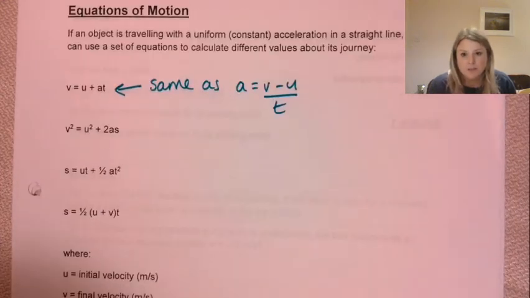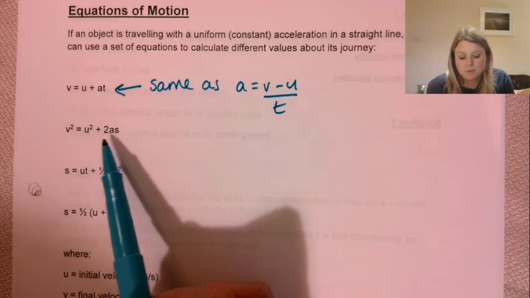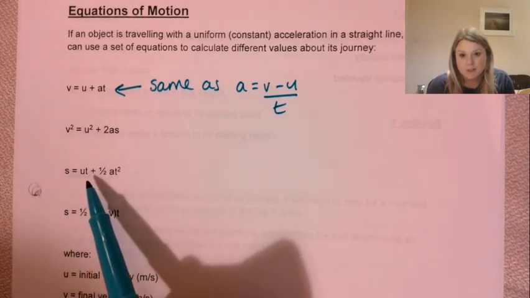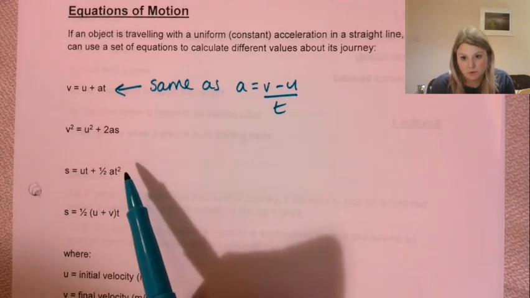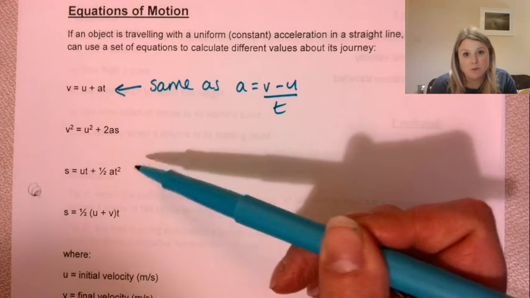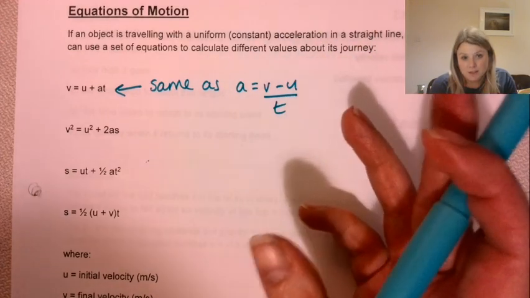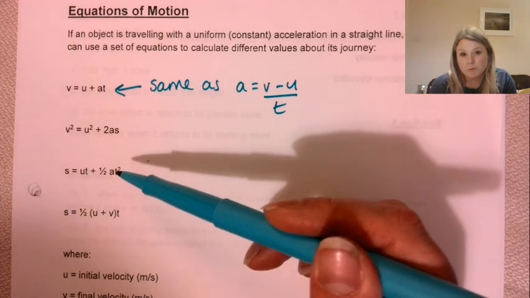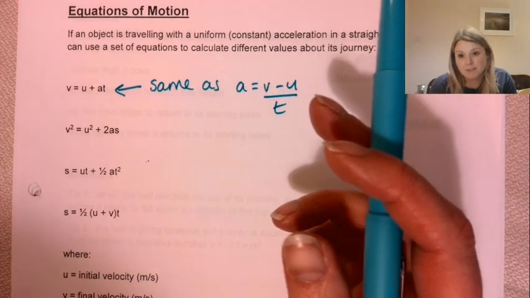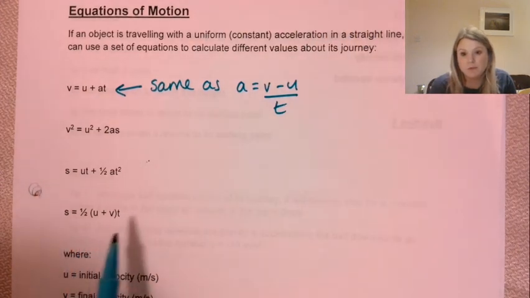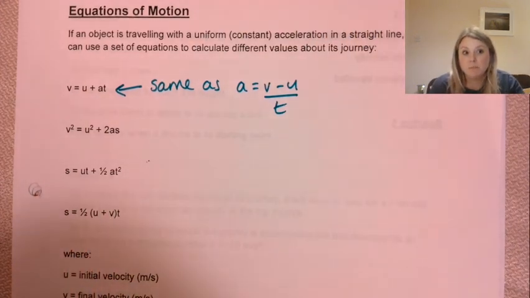Okay. So another one, v squared equals u squared plus 2as. This one is new to you. And s equals ut plus a half at squared, also new to you. Now, this one here is the one that definitely makes some of our questions a little bit easier. Okay, so bear that in mind. I know it looks a bit more awkward than what we're used to, but it definitely does make life a little bit easier.